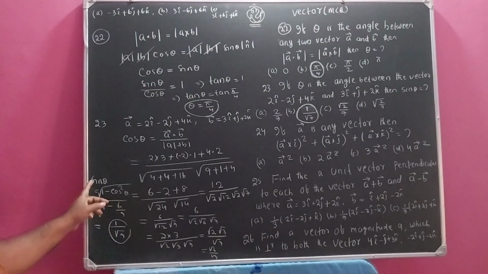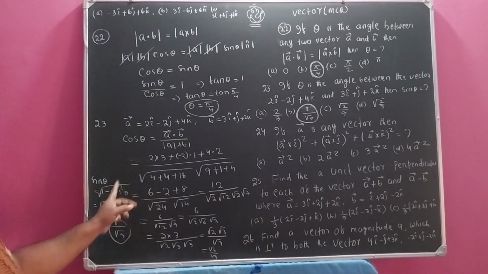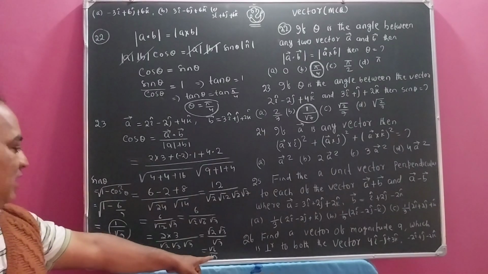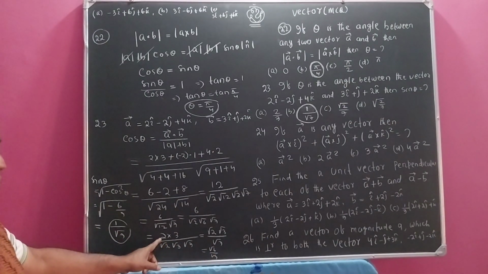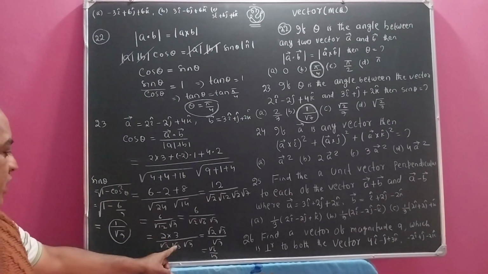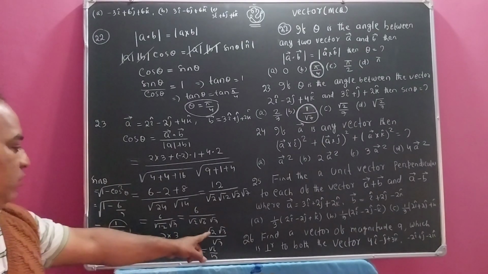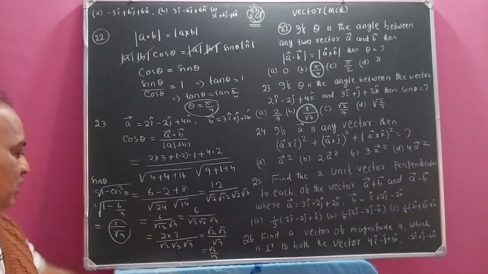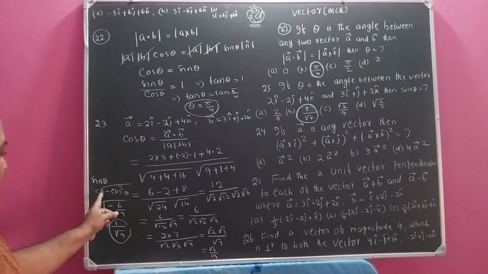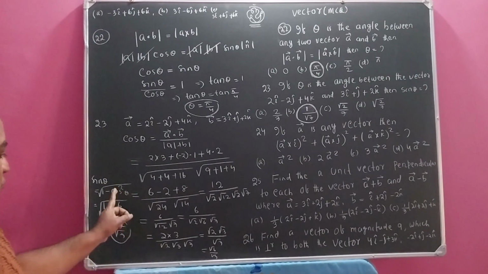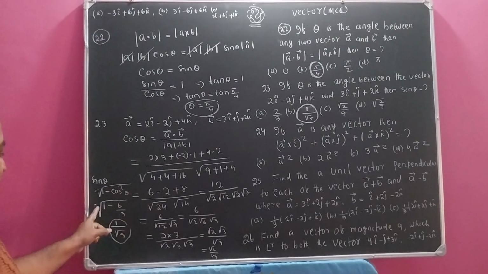Sin square theta is equal to 1 minus cos square theta. Cos square theta is coming out: here it is root 2, root 2, here it is root 3. Root 2 into root 3, that is root 6 by root 7. 1 minus cos square theta, 1 minus 6 by 7, 7 minus 6, that is 1 by root 7. This is the answer of that question.